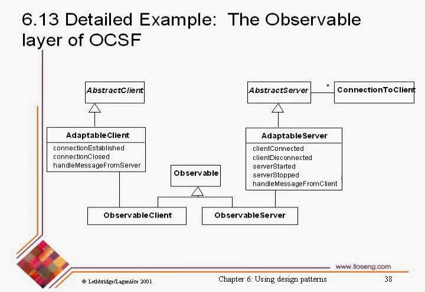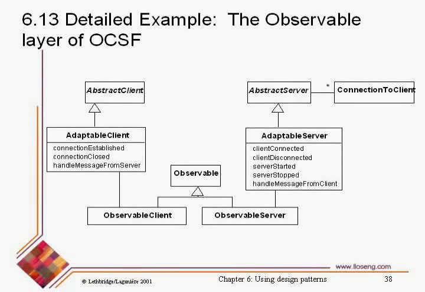This is an extension of OCSF, the Object Client Server Framework. We know that in the original OCSF we had abstract client, abstract server, and connection to client, the three classes shown at the top of slide 38. That's all it was. We've extended OCSF to add a bunch more mechanism, and this actually makes OCSF appear to be quite a bit more complex than it really is. We'll see later on how this can add some power.